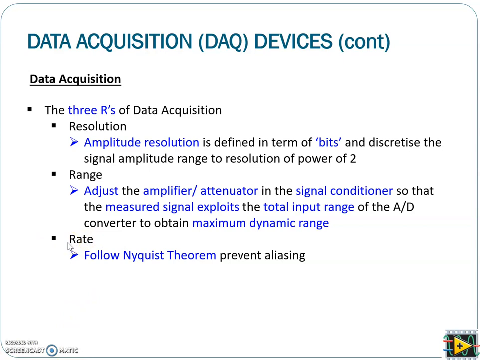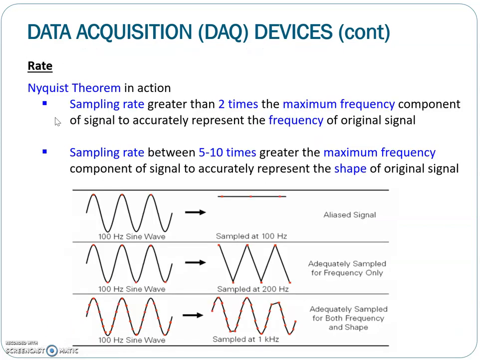The third R is rate, or the so-called sampling rate. As we discussed earlier, to prevent the aliasing effect, one should follow the Nyquist theorem. To obtain accurate frequencies of the original signal, the sampling rate must be 2 times greater than the maximum frequency component of the measured signal. To obtain accurate shapes as well as the frequency of the original signal, it is advised to have a sampling rate of at least 5 to 10 times greater than the maximum frequency component of the measured signal.